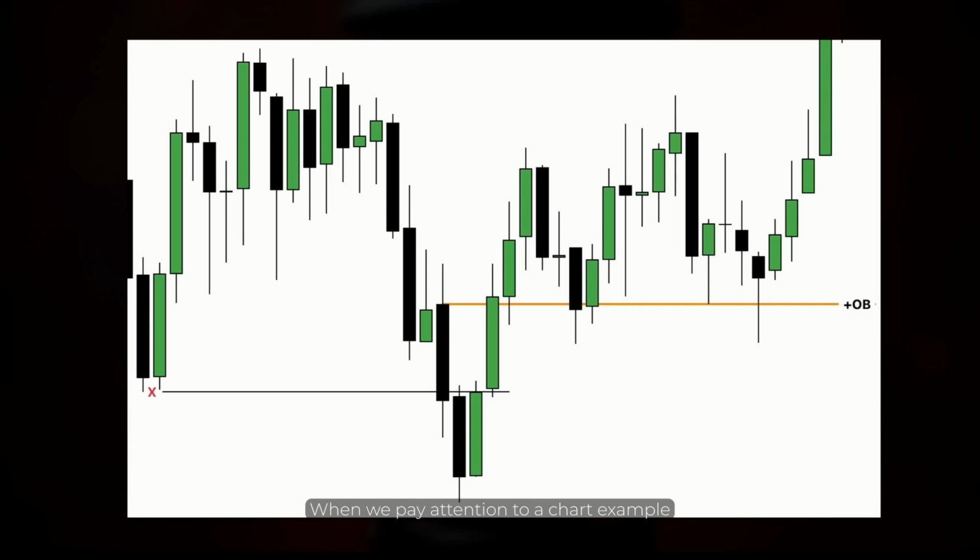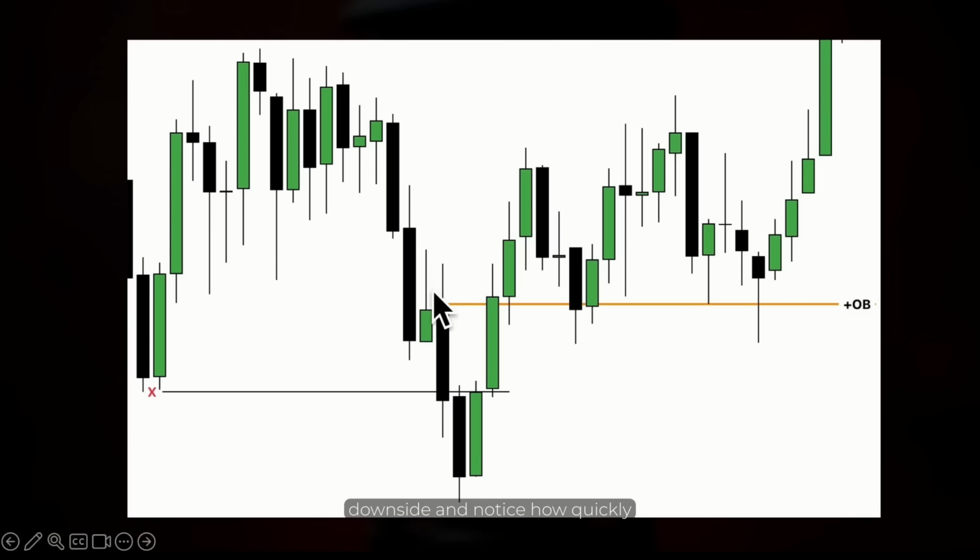When we pay attention to a chart example, what you can see is that the market formed this low right here, and we then saw it run higher. Consolidation took place, and the market then began expanding towards the downside. Notice that this low formed right in advance of the previous low, so we have two sell-side liquidity pools being engineered in close proximity to each other. We see the market retrace, and then we begin to see the market expand towards the downside.